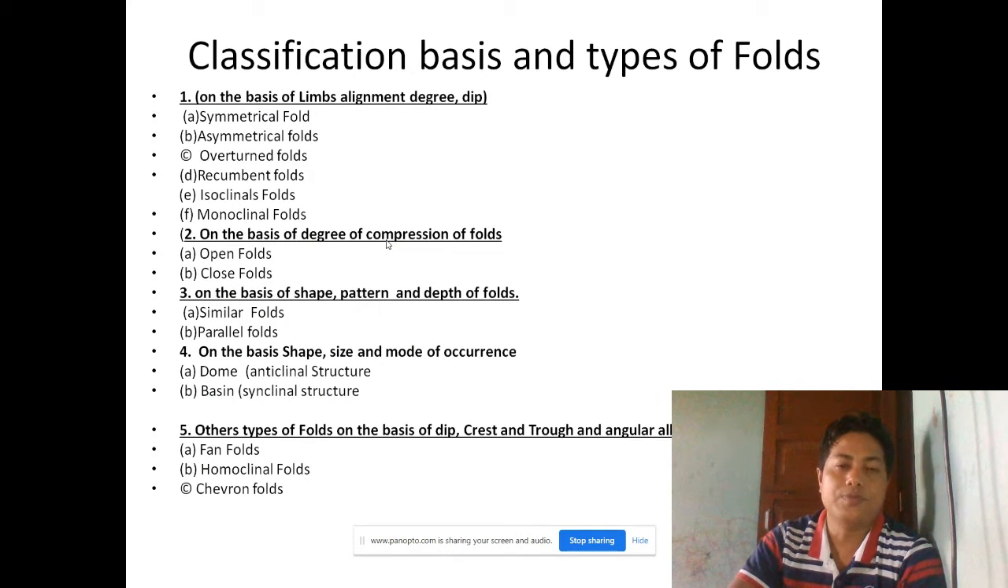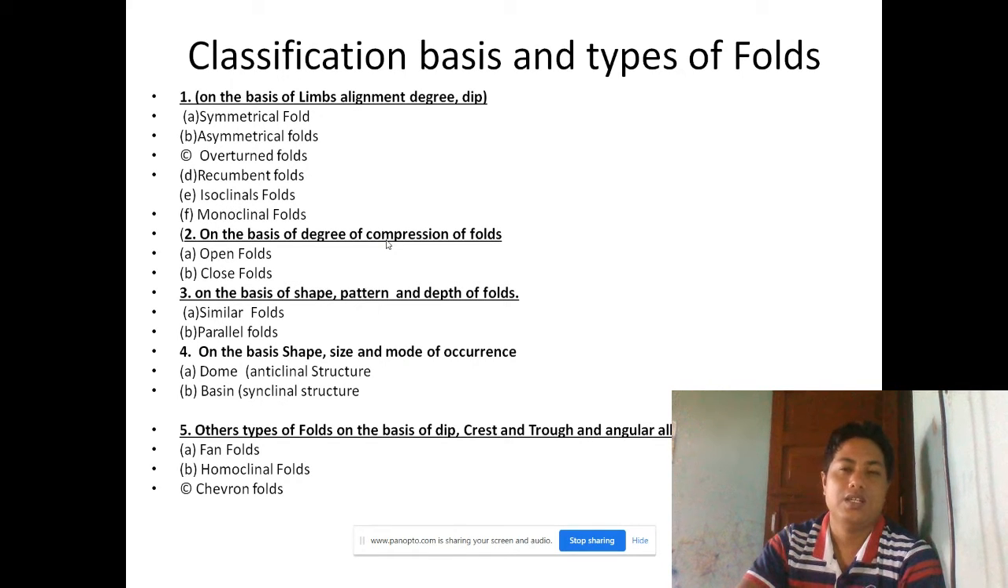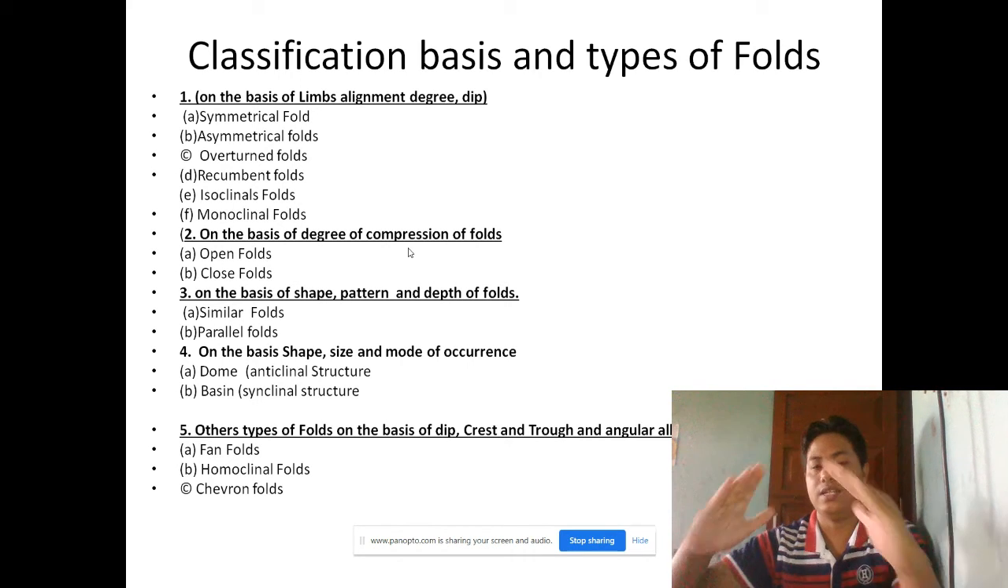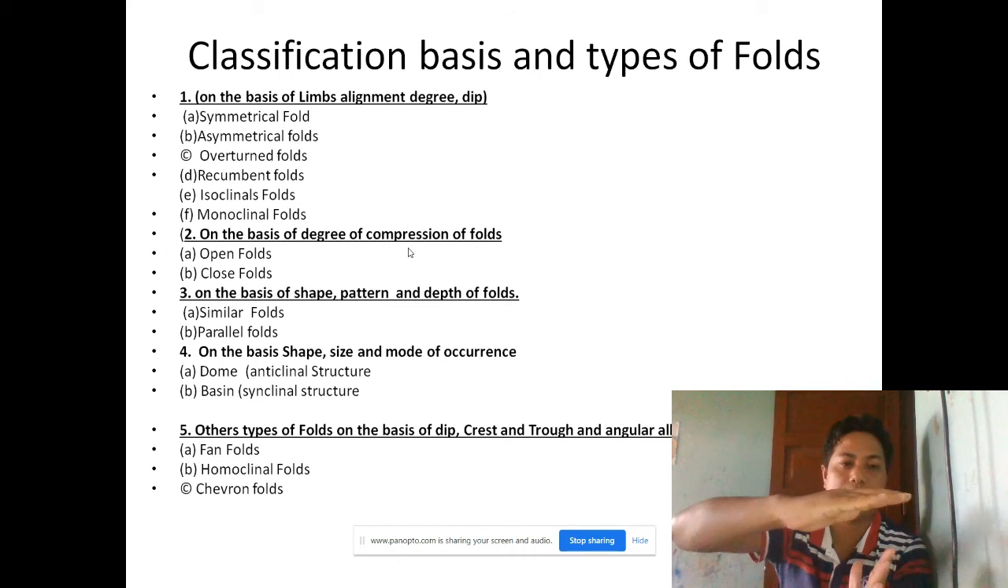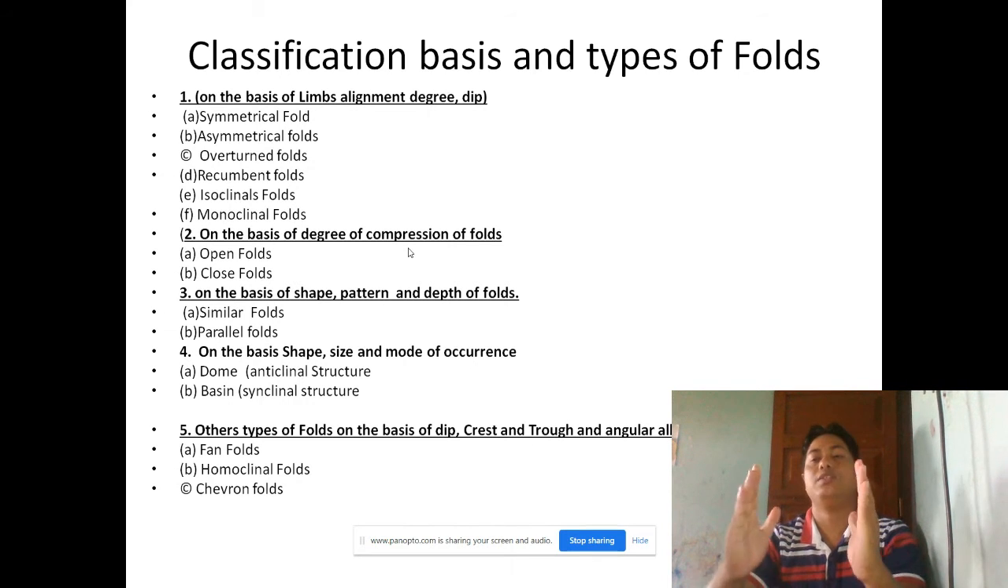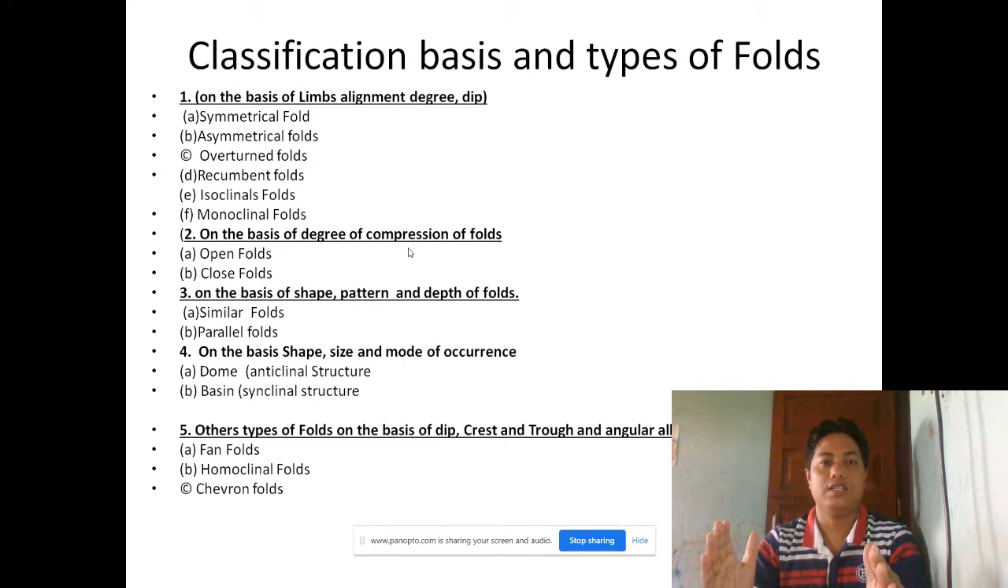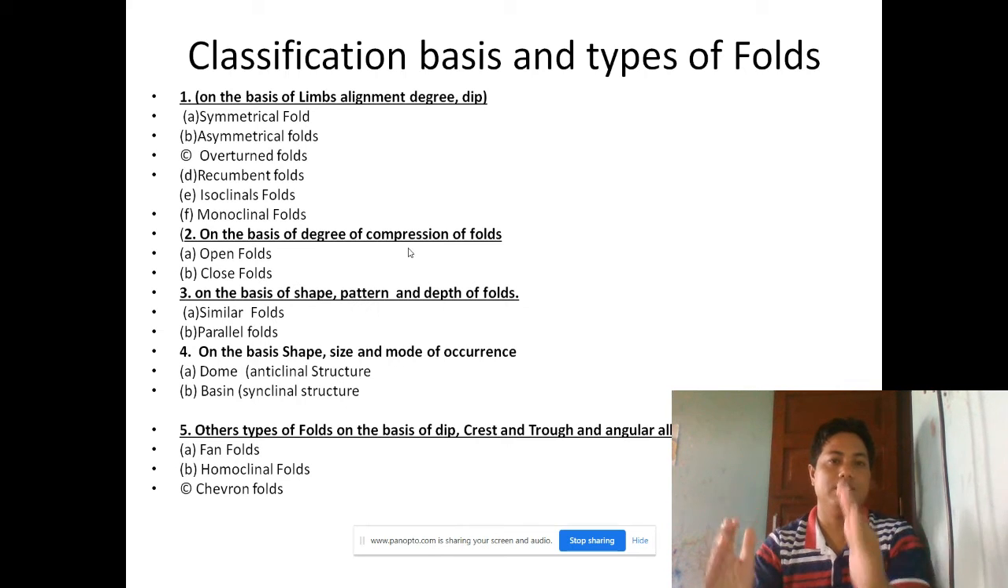This is important: classification basis and types of folds. Different books give different explanations, but I have categorized on the basis of some nature. Otherwise, it will be jumbled up and you will get confused. On the basis of limb alignment, limb means two sides are there, whether it is bending this side, whether it is bending this side, or it is just equal to each other. The angle of alignment or the dip.